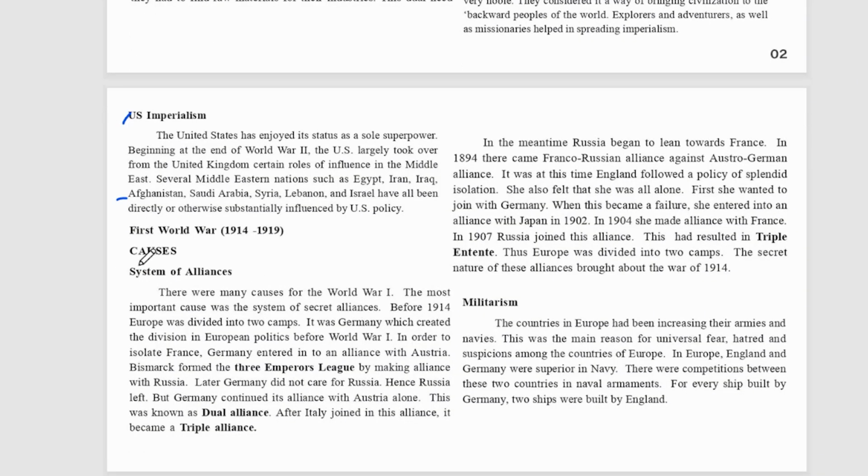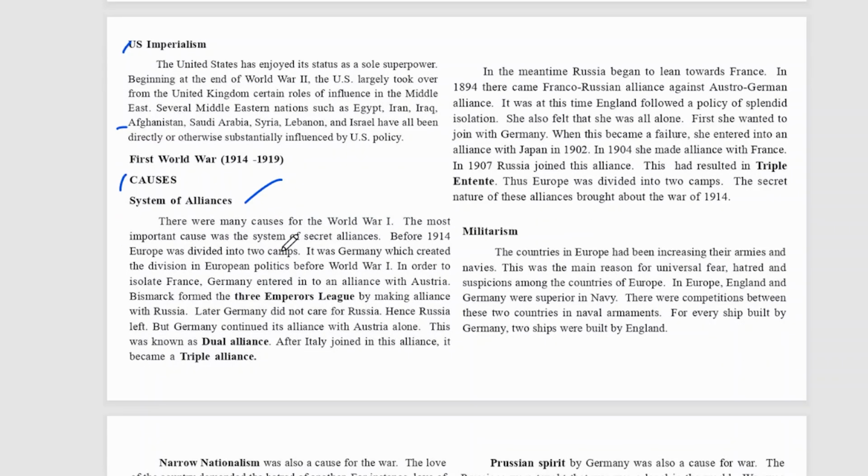And First World War, we will discuss causes. And what are the causes? First of all, system of alliances. And there were many causes for World War One, and the most important cause was the system of secret alliances. Before 1914, Europe was divided into two camps.